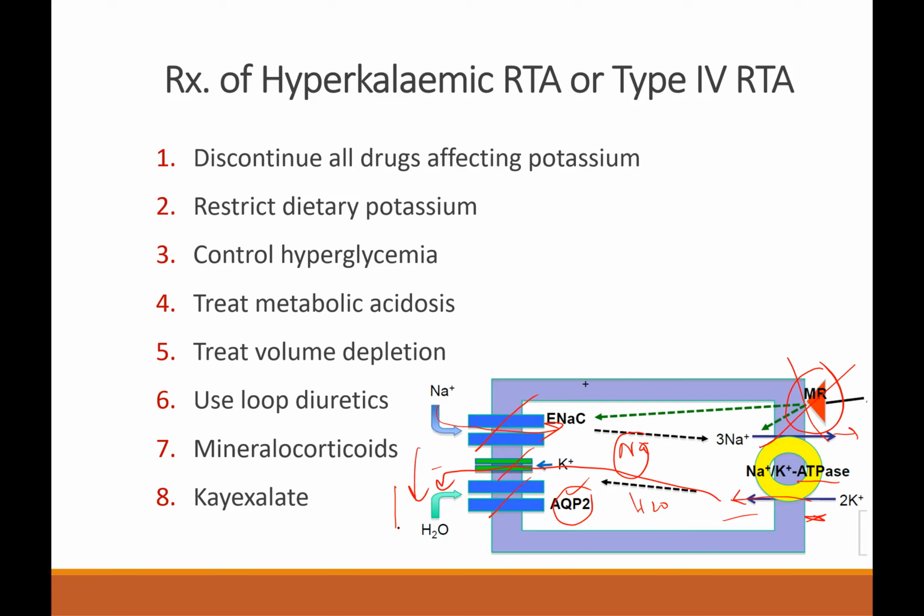Sodium goes down, water goes down, sodium and water. Potassium is retained here. And because sodium is exchanged for both K and hydrogen, hydrogen also is retained. That causes the acidosis, hyperkalemic acidosis. This is looking at the diagram also.